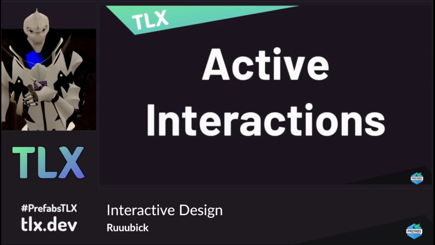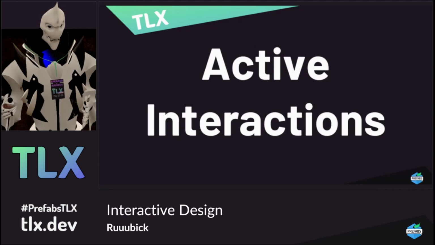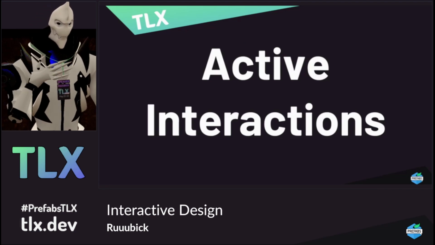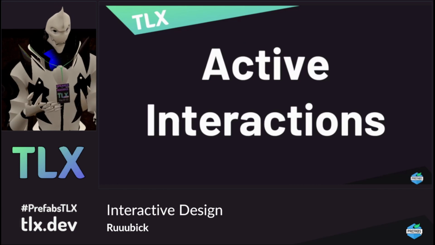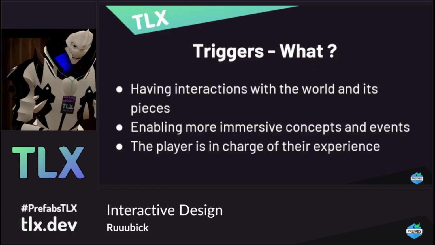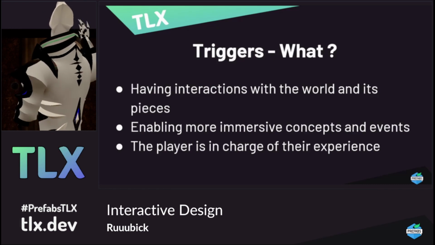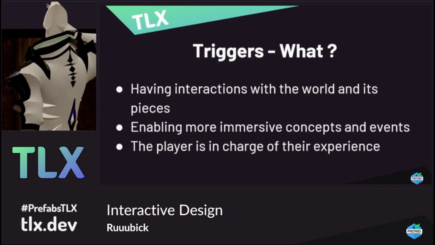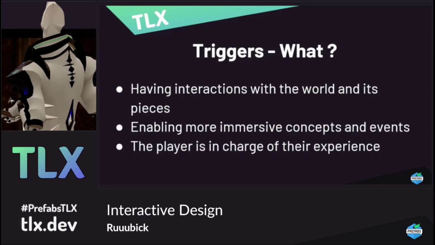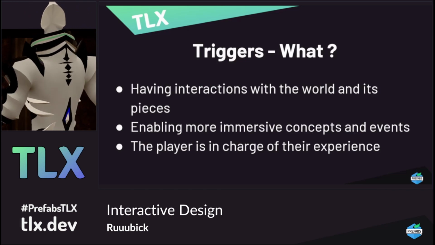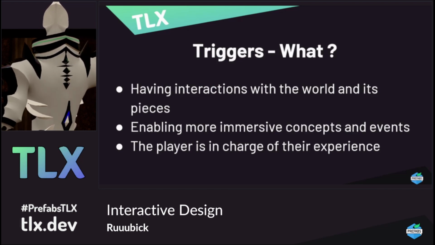So the first main piece of the talk is active interaction. Active interaction is basically what the player is going to do. The player expects a response. It's just an active thing that people are going to do in your world. The main one is triggers. What are triggers and what do they do? They're very simple pieces of interaction, the most absolute basic concept. You have an interaction with the world and the world reacts to it, enabling more immersive concepts and events.